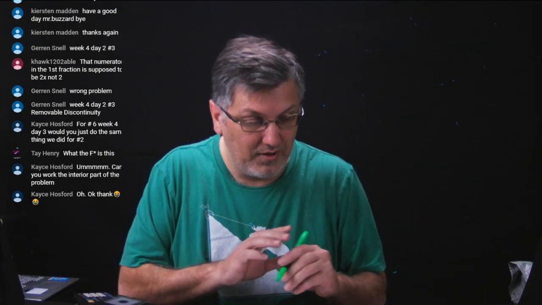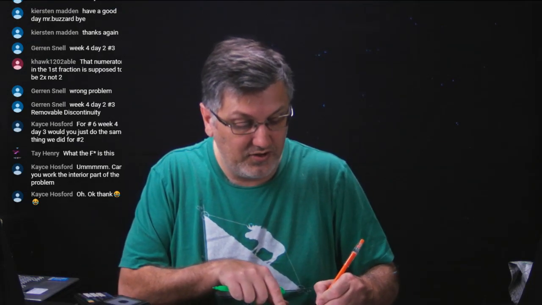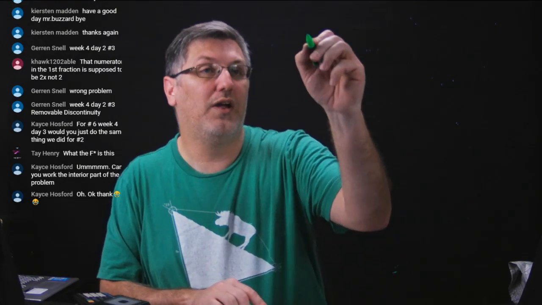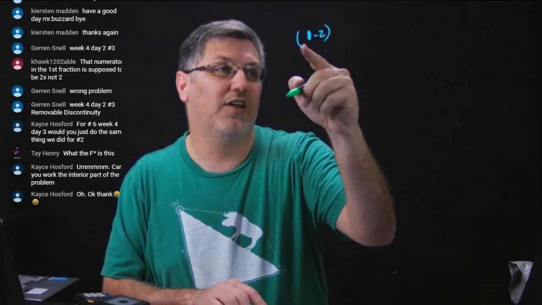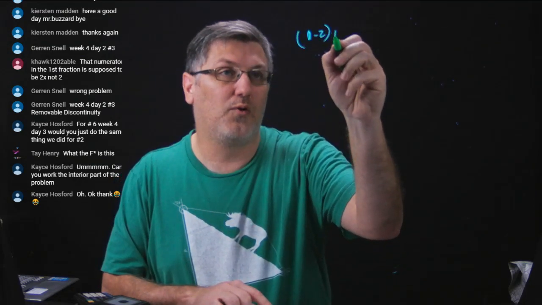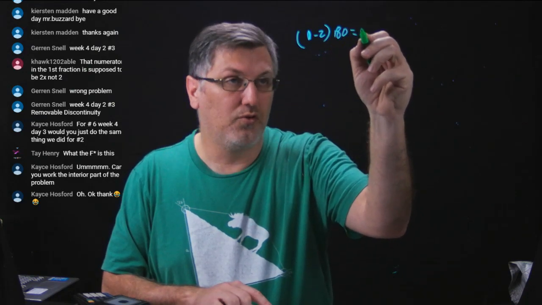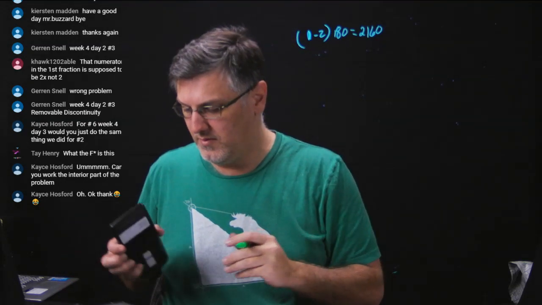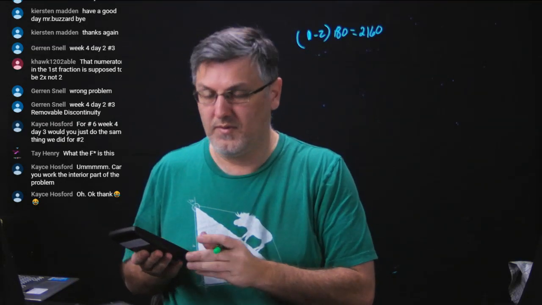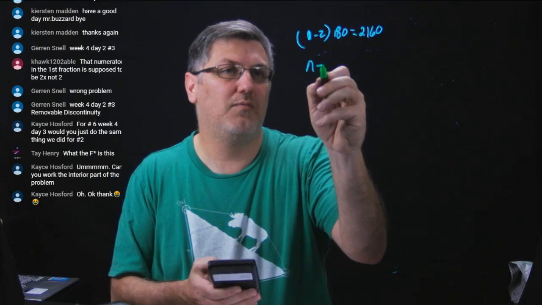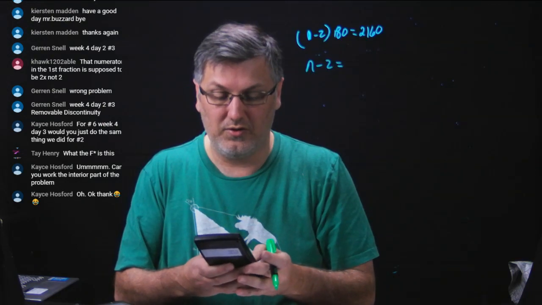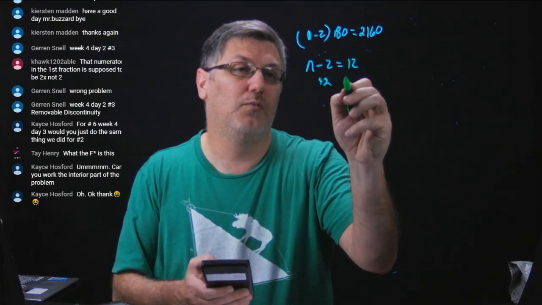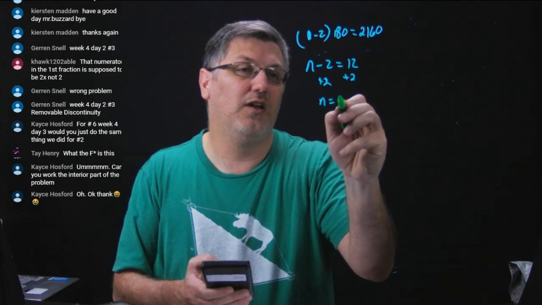I had a student send me another picture, so I'm going to look at that one. All right. Let's see this one. So we have (n minus 2) times 180 equals 2160. Divide both sides by 180. So we get n minus 2 equals 2160 divided by 180, which equals 12. We add 2 to both sides, so n equals 14.